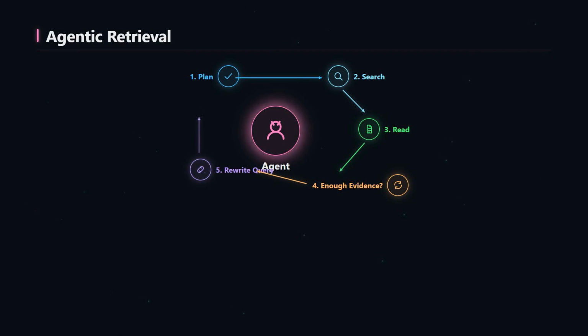Real research rarely finishes in one search. Agentic retrieval lets the model plan its own investigation. Run a search, read what comes back, decide it is not enough, rewrite the query, and search again, looping until it has genuinely sufficient evidence.